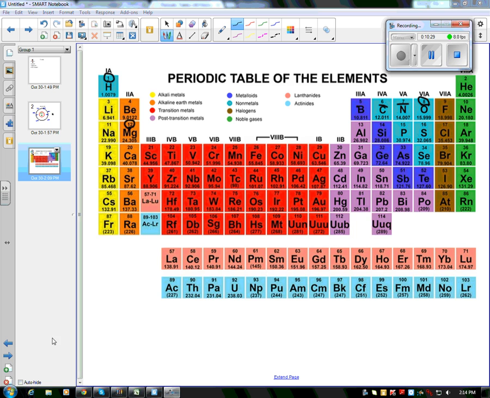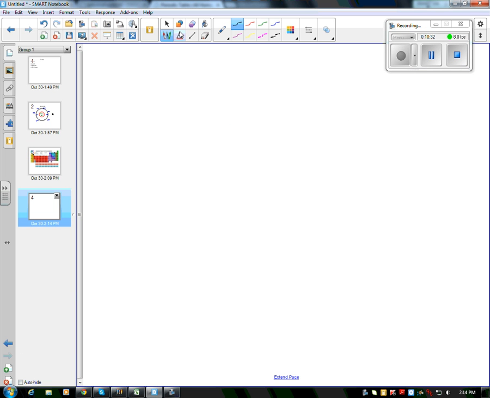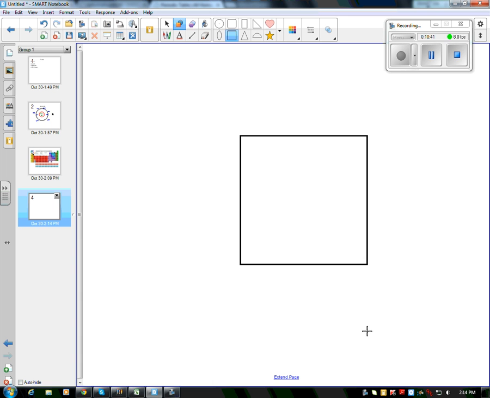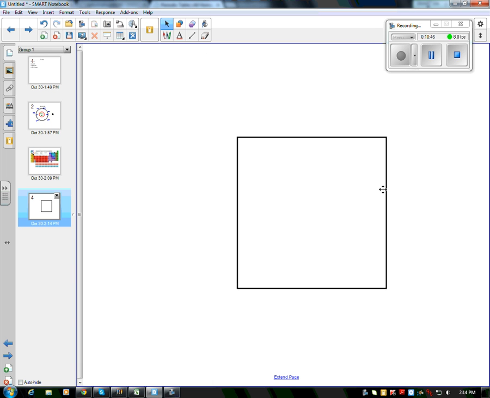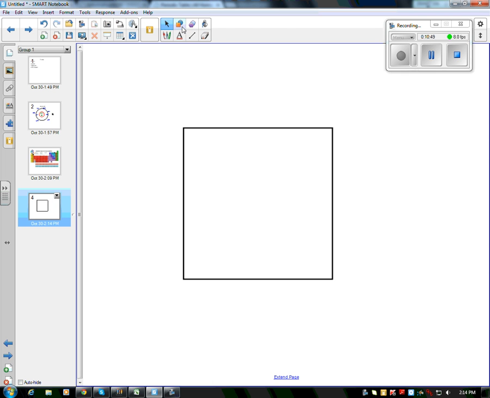Okay, so let's go ahead and make our own periodic table here. And yeah, let's try this. I'm not sure that's what I wanted. I wanted a rectangle. They don't have rectangles. I guess I have to use it. All right, so we know that right here is the atomic number.